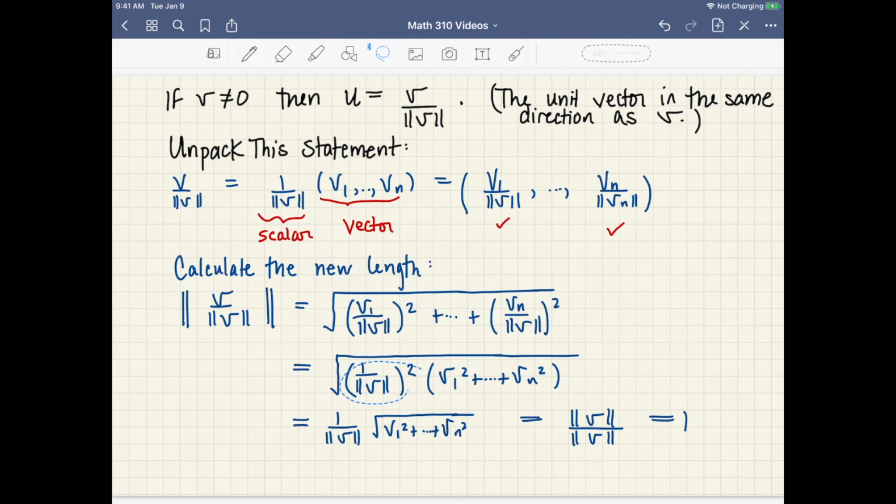Then because this is a square under the square root, you can move it to the outside as a 1 over the length of v, leaving the square root of v1 squared plus v2 squared out through vn squared inside the radical. But this term is again the length of v, so you end up with the length of v over the length of v, which is 1.